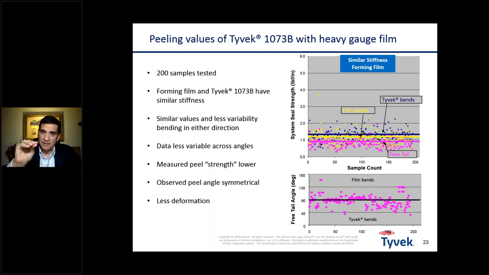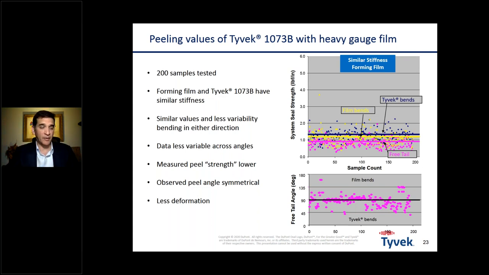This also happens when I have two thin materials. Right. So in today's world where we're down gauging, you have two thin materials and they're both similar stiffness. Guess what's going to happen? I'm going to have peel strengths that are lower in value. But does that mean that the seal is going to be any less or any worse?